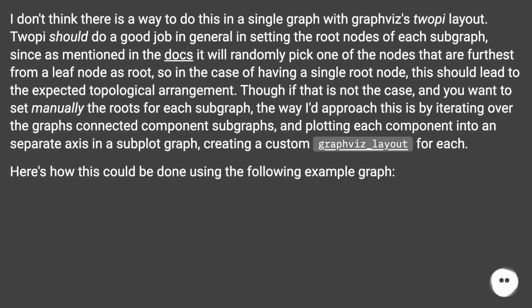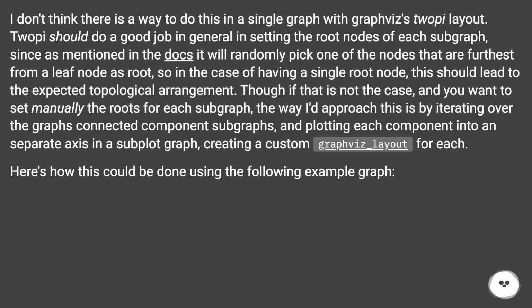I don't think there is a way to do this in a single graph with the graphviz twopi layout. twopi should do a good job in general in setting the root nodes of each subgraph, since, as mentioned in the docs, it will randomly pick one of the nodes that are furthest from a leaf node as root, so in the case of having a single root node, this should lead to the expected topological arrangement.